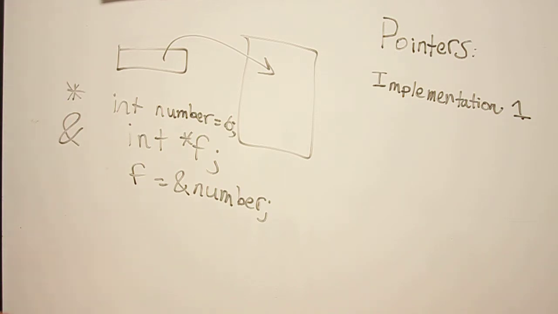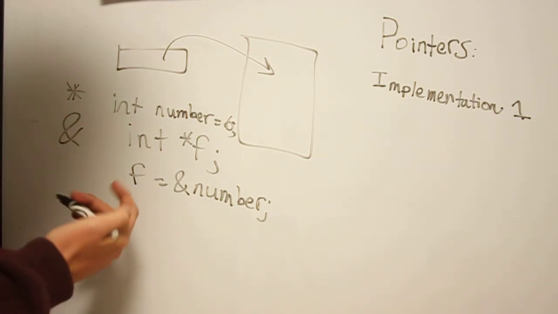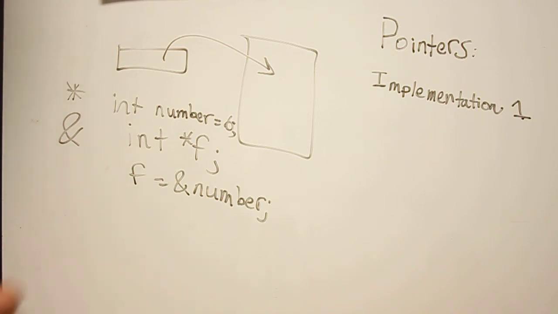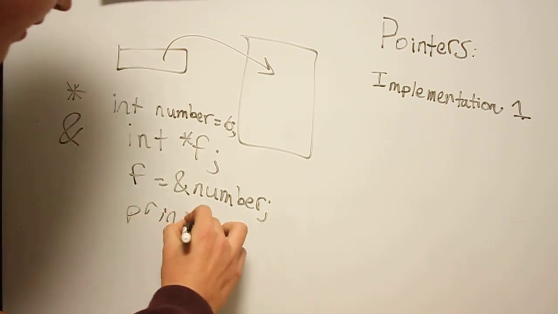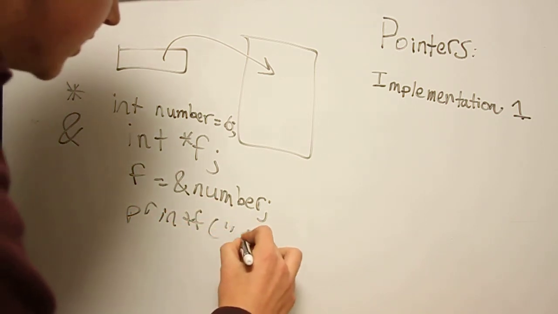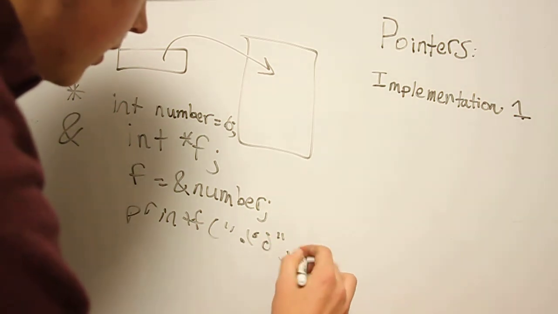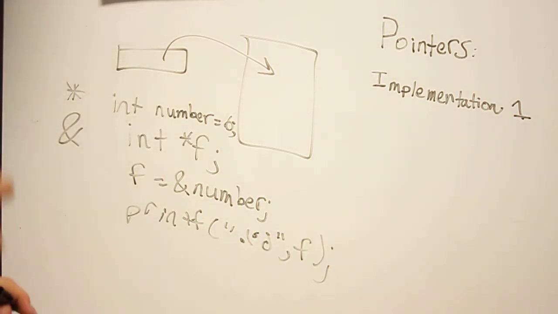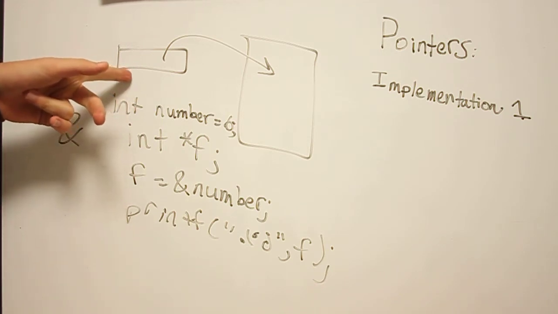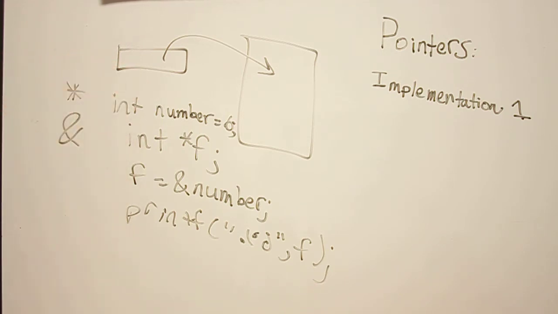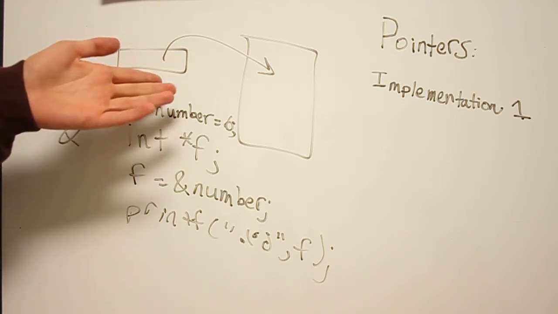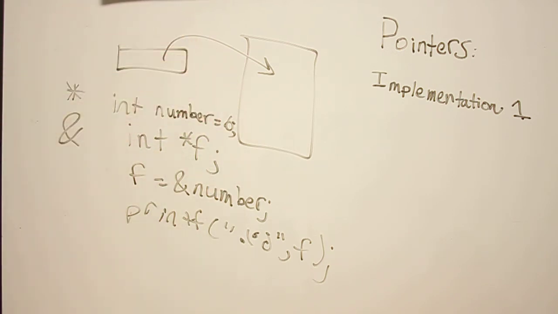Later on, let's say that we wanted to get at the value of f. We might try something like printf("%d", f) to get the value of f. That wouldn't work. Remember, the value of f is an address. This will print out some huge number, which is essentially represented by this arrow. That won't help you at all, right? So we need to do something else.